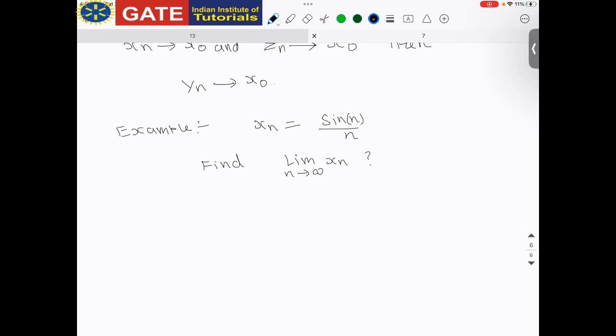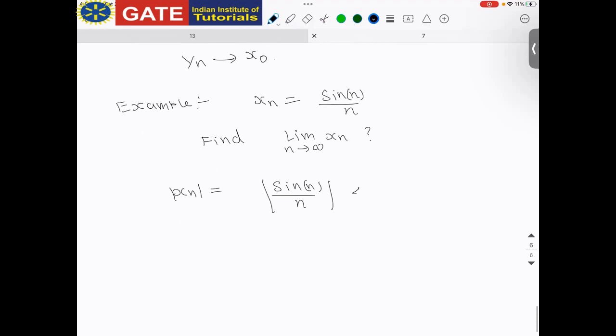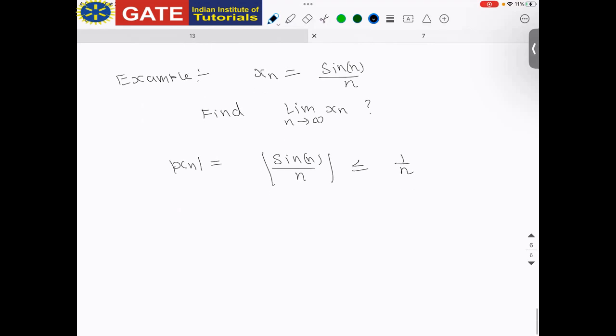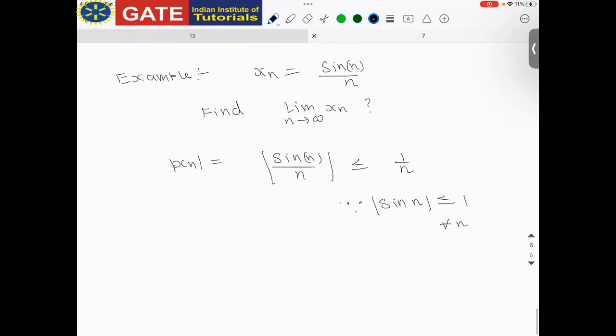Now look at the modulus of xn. That is equal to |sin n / n|. Now this is less than or equal to 1 by n, because |sin n| is less than or equal to 1 for all n. This is true for every real number also. So that means sin n by n is less than or equal to 1 by n and greater than or equal to minus 1 by n. Now both side limits go to 0.